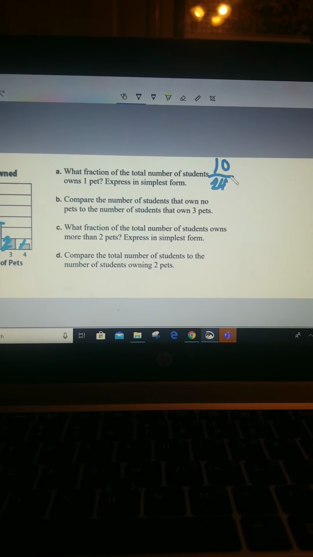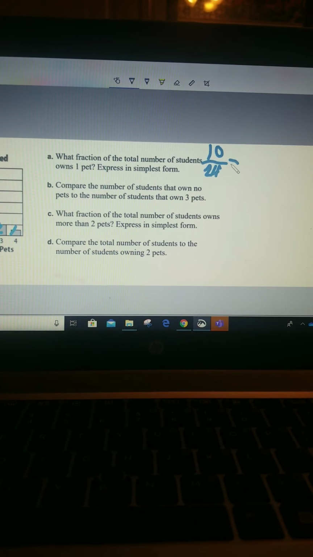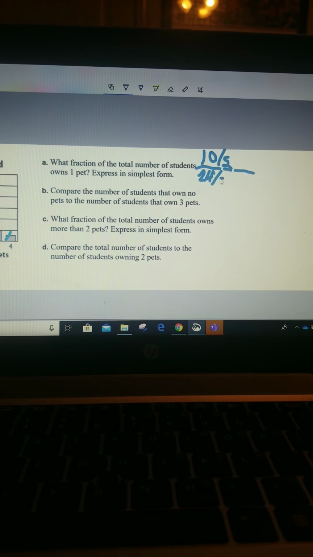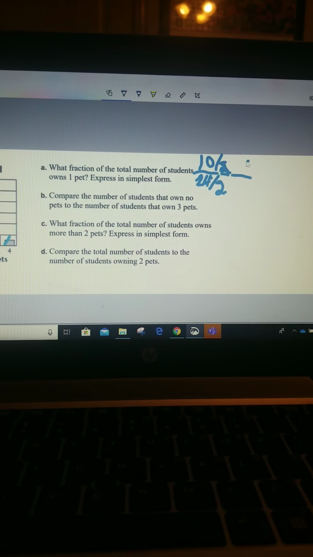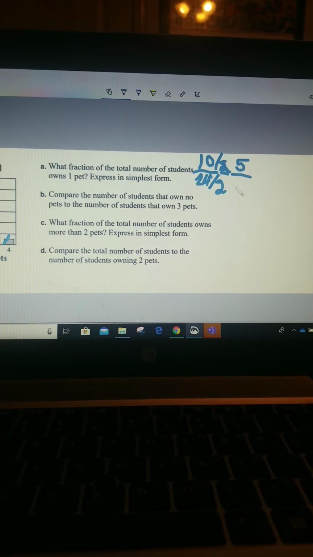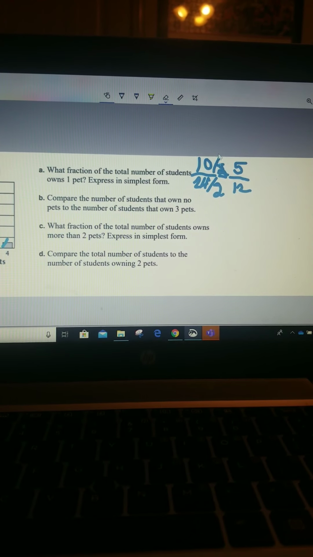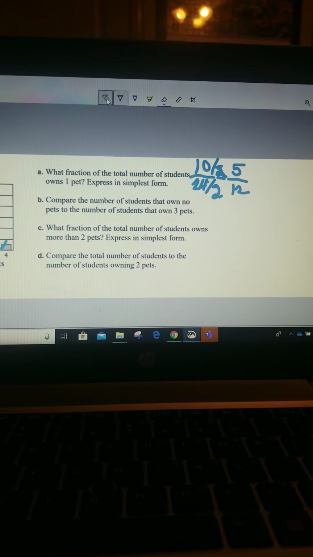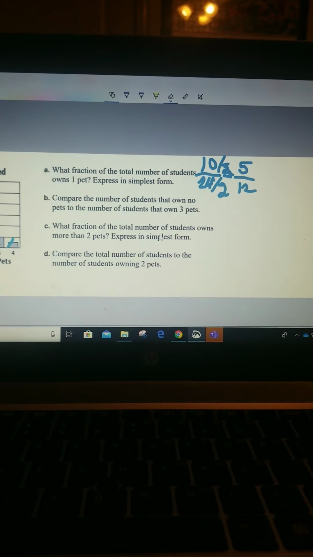So that is nearly half of the data because half of 24 is 12. 10 and 24 are both even numbers, and all even numbers are always divisible by 5. Just kidding, they're divisible by 2. Even numbers are always divisible by 2. Okay, 10 divided by 2 is 5, and 24 divided by 2 is 12. So 5/12 of the students prefer to have just 1 pet. I cannot make a box around that, so we're just going to leave it alone.